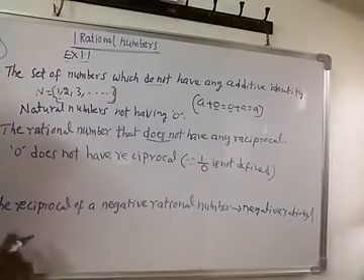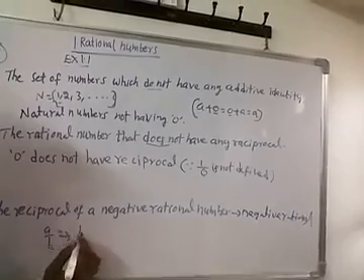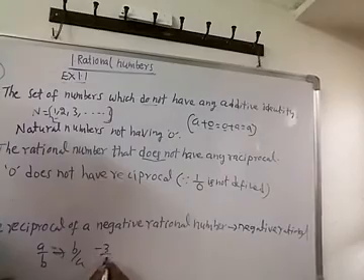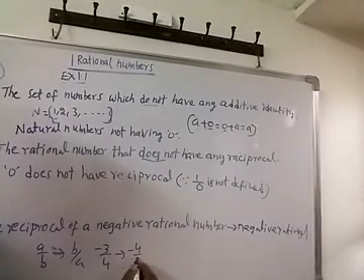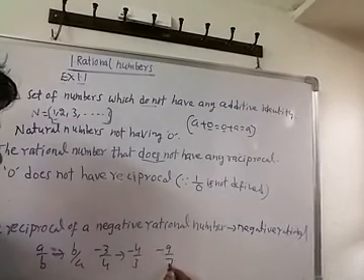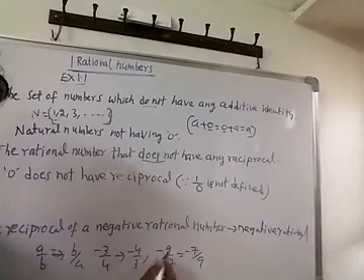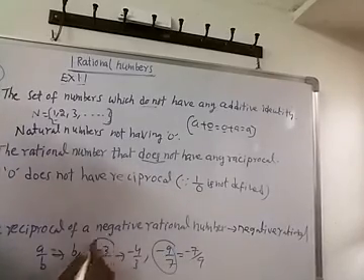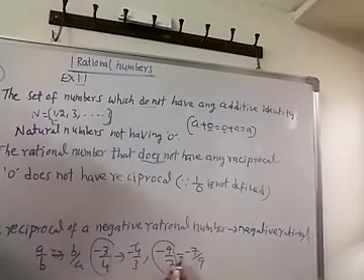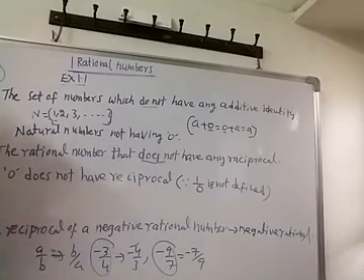Suppose the reciprocal of a by b is b by a. Now the reciprocal of minus 3 by 4 is minus 4 by 3. The reciprocal of minus 9 by 7 is minus 7 by 9. So here this is a negative rational number, and this is also a negative rational number. So the reciprocal is also a negative rational number. Okay.